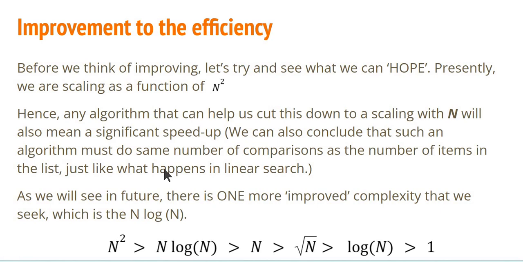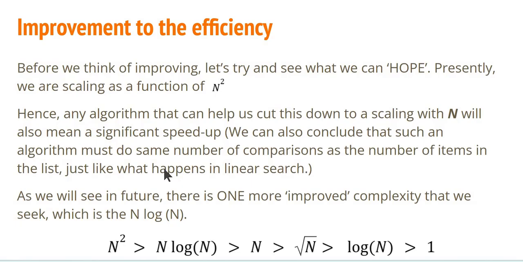We have seen that the naive algorithm to solve the pair sum problem has a complexity that scales with n square. Now, obviously, we want to improve this because we saw that n square scaling is actually slow. But the question is, what exactly can we hope for, given that it's presently n square? In this context, any algorithm that can help us cut down from n square to n will be a significant speed up.